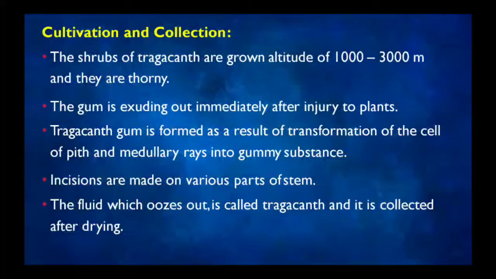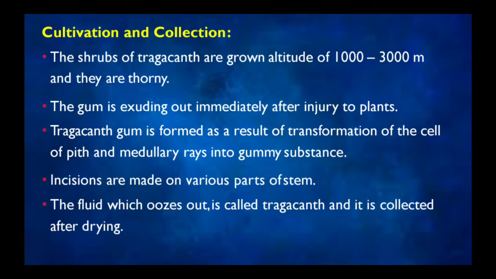Now let's focus on the cultivation and collection aspects of gum tragacanth. The shrubs of tragacanth are grown at an altitude of 1000 to 3000 meters and they are thorny. The gum exudes out immediately after injury to the plants. That is mainly the stem part. So it is an unorganized drug.